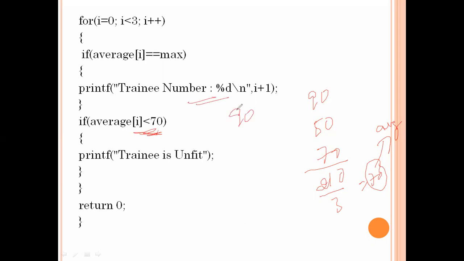Suppose the trainee has 80, 50, 70, 150, 200. 200 by 3 means 66 point something. So this is less than 70, which means the trainee is unfit.